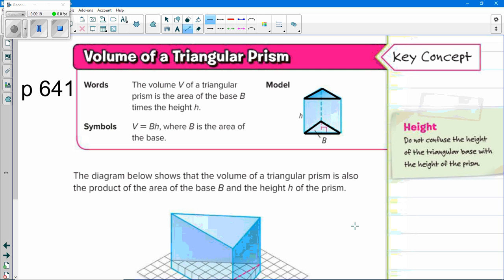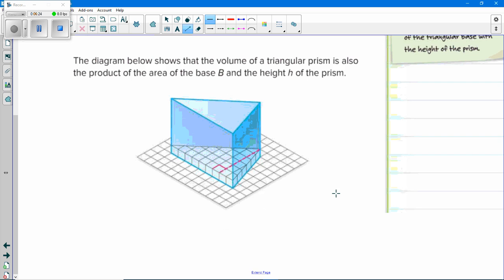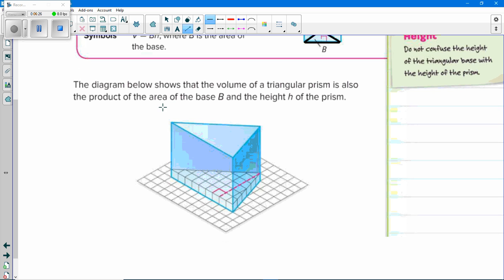Just like when we did cylinders for surface area. Okay? So when you look, you have to remember the area of the base, if it's a triangle's area is the base, let's try that again.